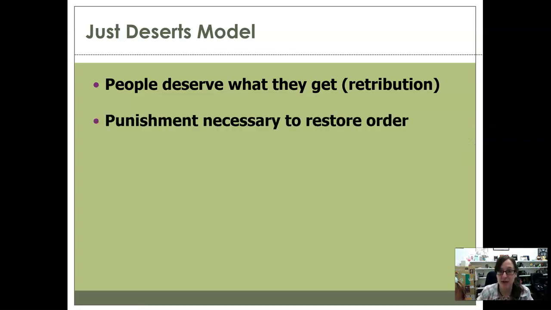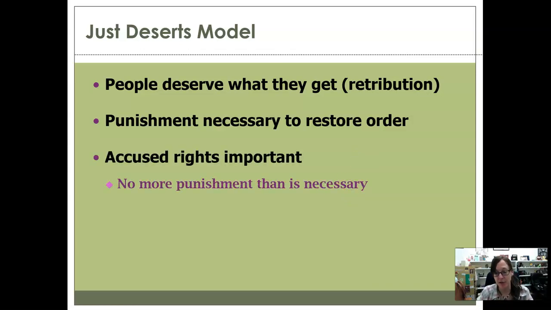So punishment is necessary to restore order from this model. In order to bring people back to equilibrium, we have to right the wrong via punishment, essentially. Offenders are to blame for their crimes, and so they deserve punishment. However, from this model, the accused's rights are important because it would be unfair to have more punishment than is necessary, because all we want to do is reestablish that equilibrium. We don't want to over-punish either, because that's also not fair. You deserve the punishment that you get, but no more.